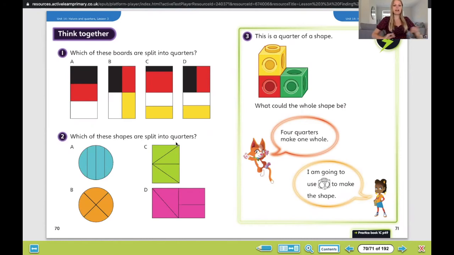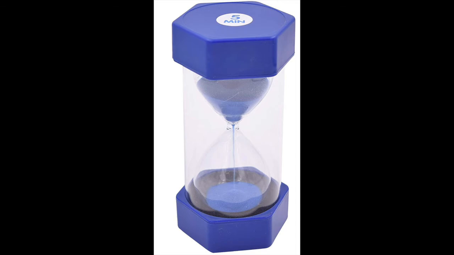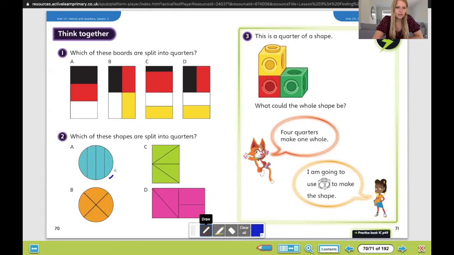So let's have a look at the first circle in A. Are there 4 parts? 1, 2, 3, 4. Yes, there are. Are there 4 equal parts? Does this part look the same as this part? Look the same as this part? Look the same as this part? No, it doesn't, does it? How does it look different? This one has not been split into 4 quarters.